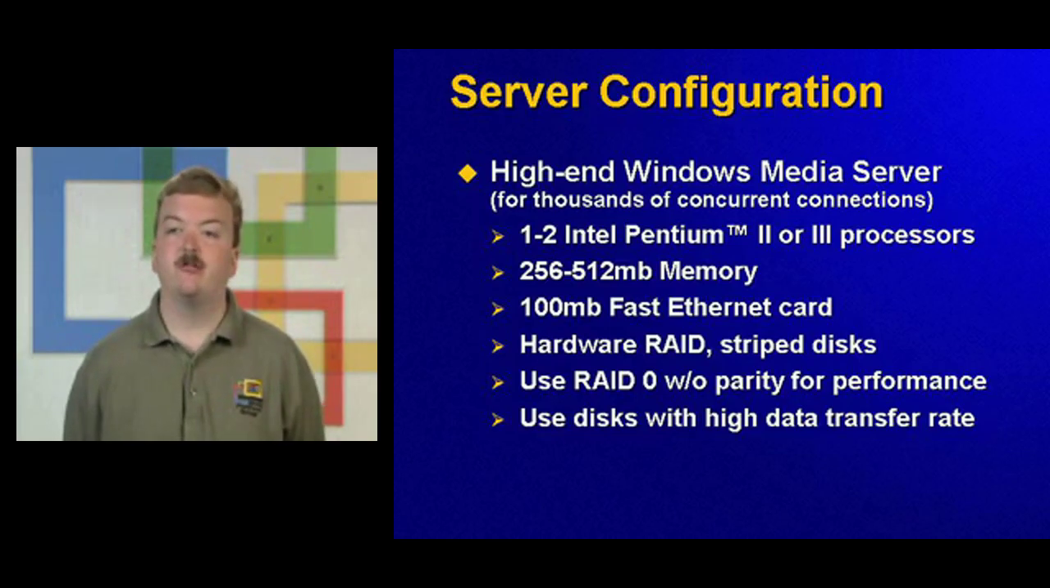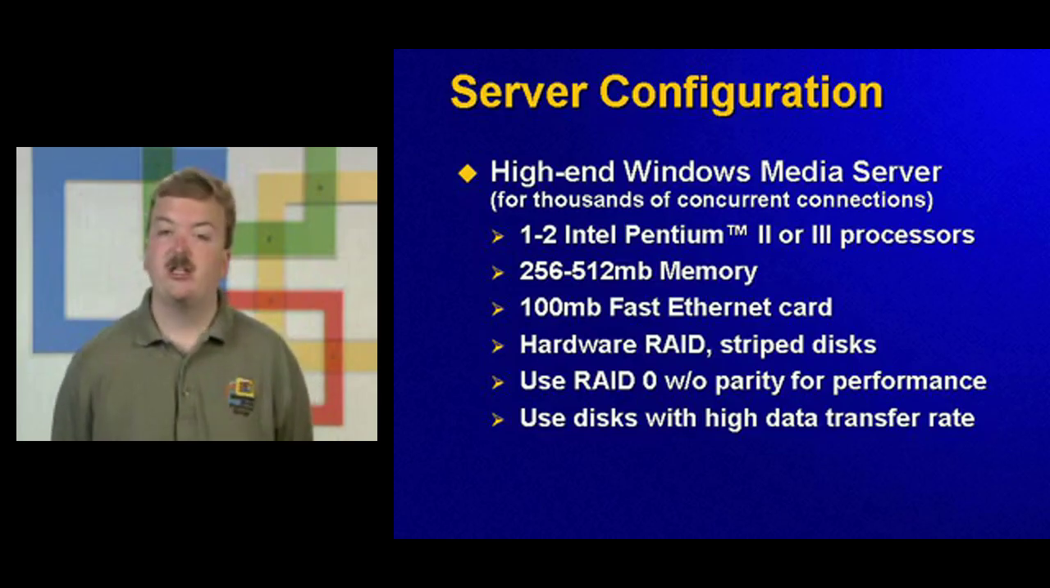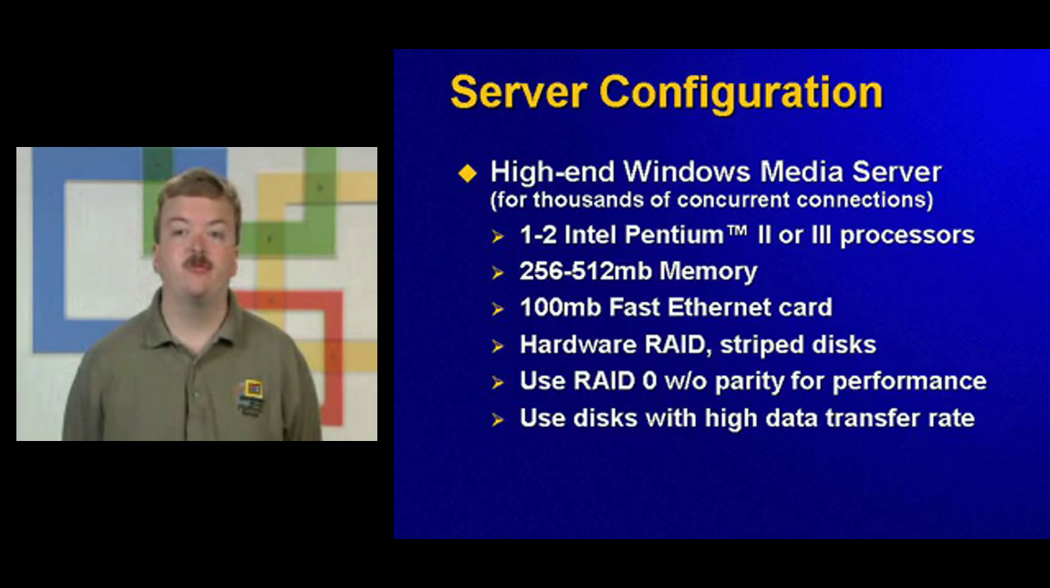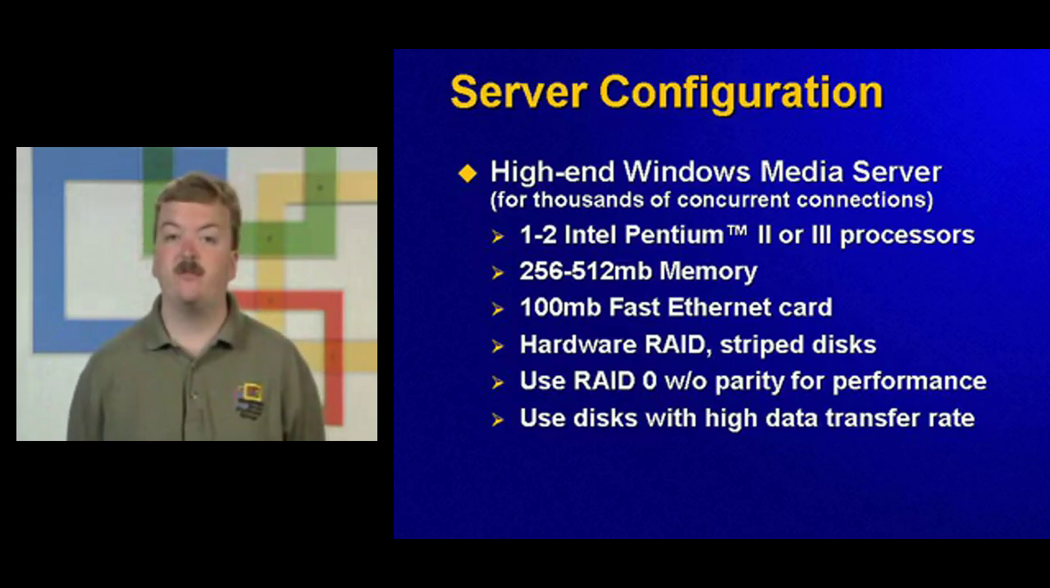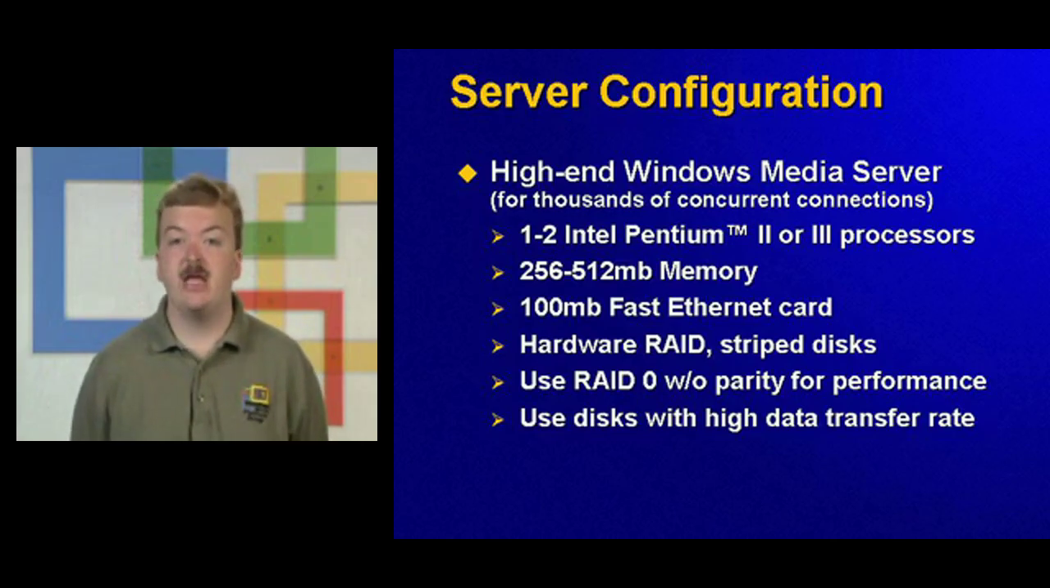Here is an example configuration of what we would recommend. Typically using one or two Pentium 2 or Pentium 3 processors. Dual processor is more than sufficient. You don't need a quad processor with Windows Media because it tends to be very I/O intensive, transferring data from the disk to the network very quickly. You want to make sure you have enough memory for handling all the TCP/IP connections, so you want about 256 to 512 megabytes of memory. You want a fast network connection, meaning either a 100 megabit fast Ethernet or perhaps even a gigabit Ethernet interface to make sure you have the bandwidth to transfer all the data users will request very quickly.